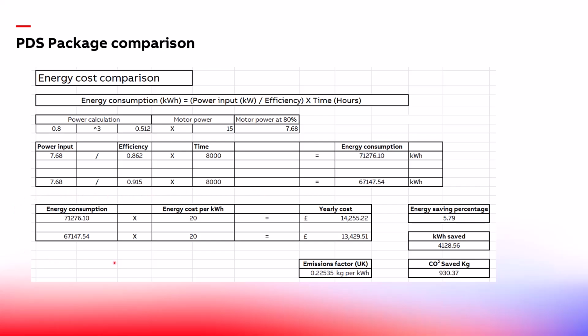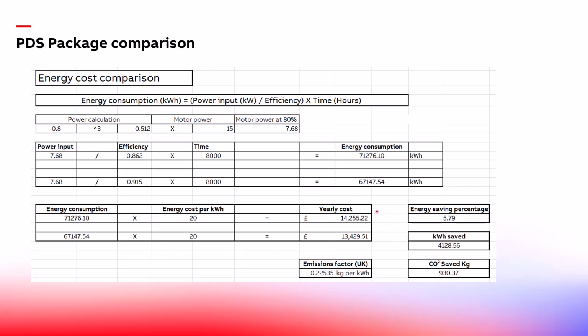Moving on to the energy consumption and cost, so we can actually multiply that by the cost per kilowatt hour to find out the yearly operating costs. Now, I've used 20p as the energy cost per kilowatt hour, based on a rough average of what we see in the UK at the moment. This could vary country to country, which will obviously change the result.